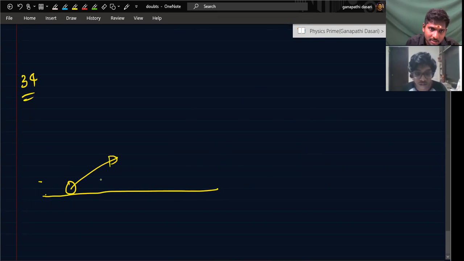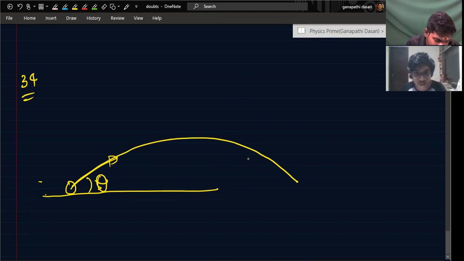The ball is projected with an angle theta with the horizontal. Like this the projectile will happen. But the question asked is the power delivered by gravity to it at half of maximum height from ground. So this is the maximum height from ground. The question asked is the power delivered by gravity at half of maximum height.